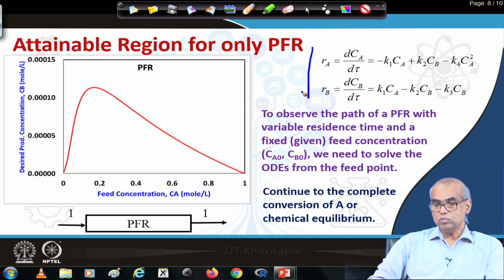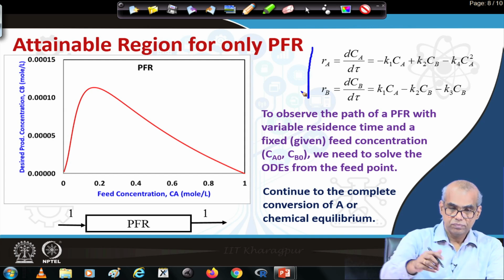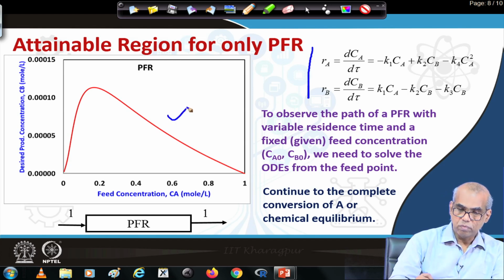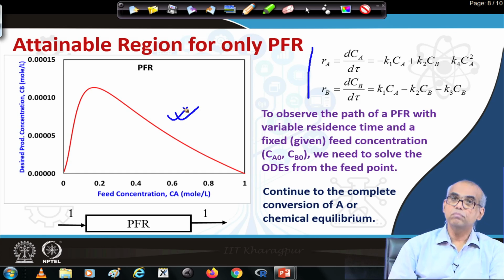You can continue your integration of these differential equations up to the point where complete conversion of A takes place or up to the point of equilibrium. Then we make this CA-CB plot.